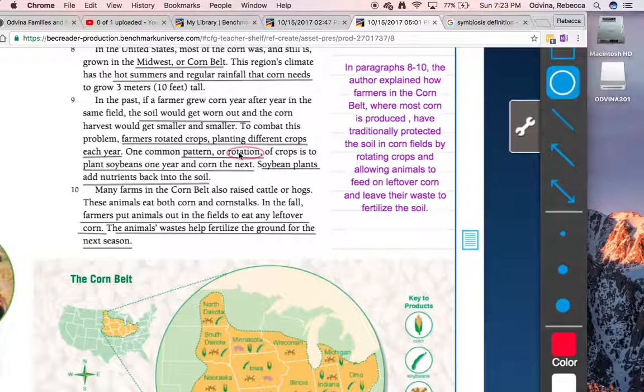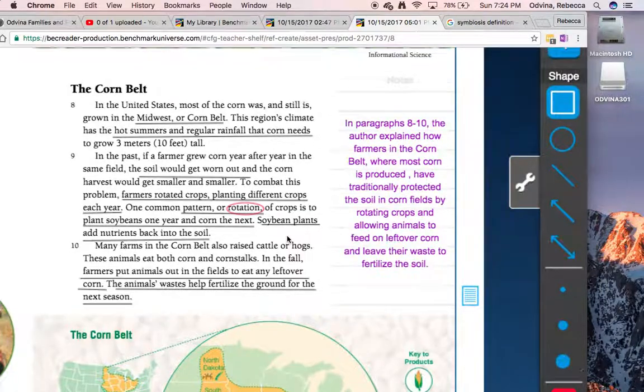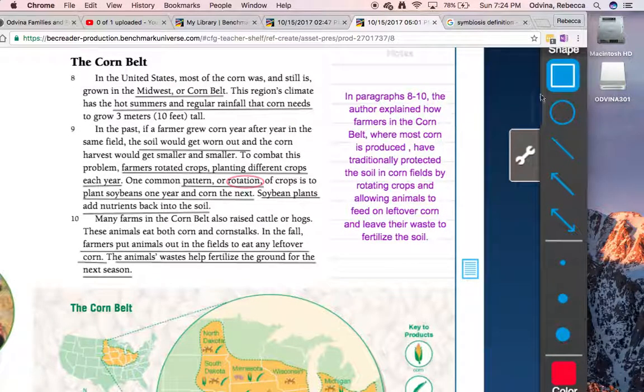And every time I use this, I get just a little bit better. Practice doesn't make perfect, but it does make it a little easier. Now I'm looking for, what does rotation mean? One common pattern or rotation of crops is to plant soybeans one year and corn the next. And I'm going to look for context clues. Farmers rotated crops, planting different crops each year. That seems like a pretty good definition.